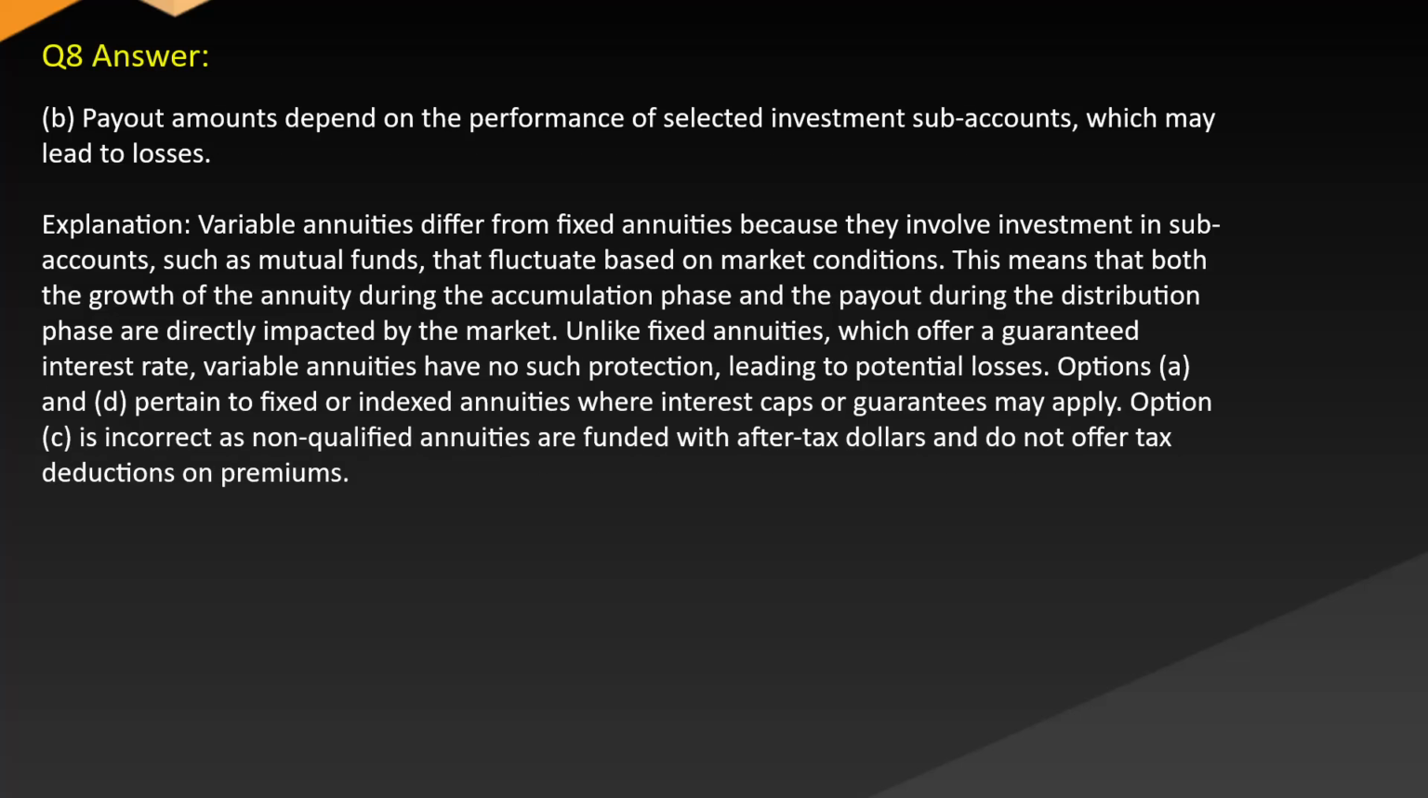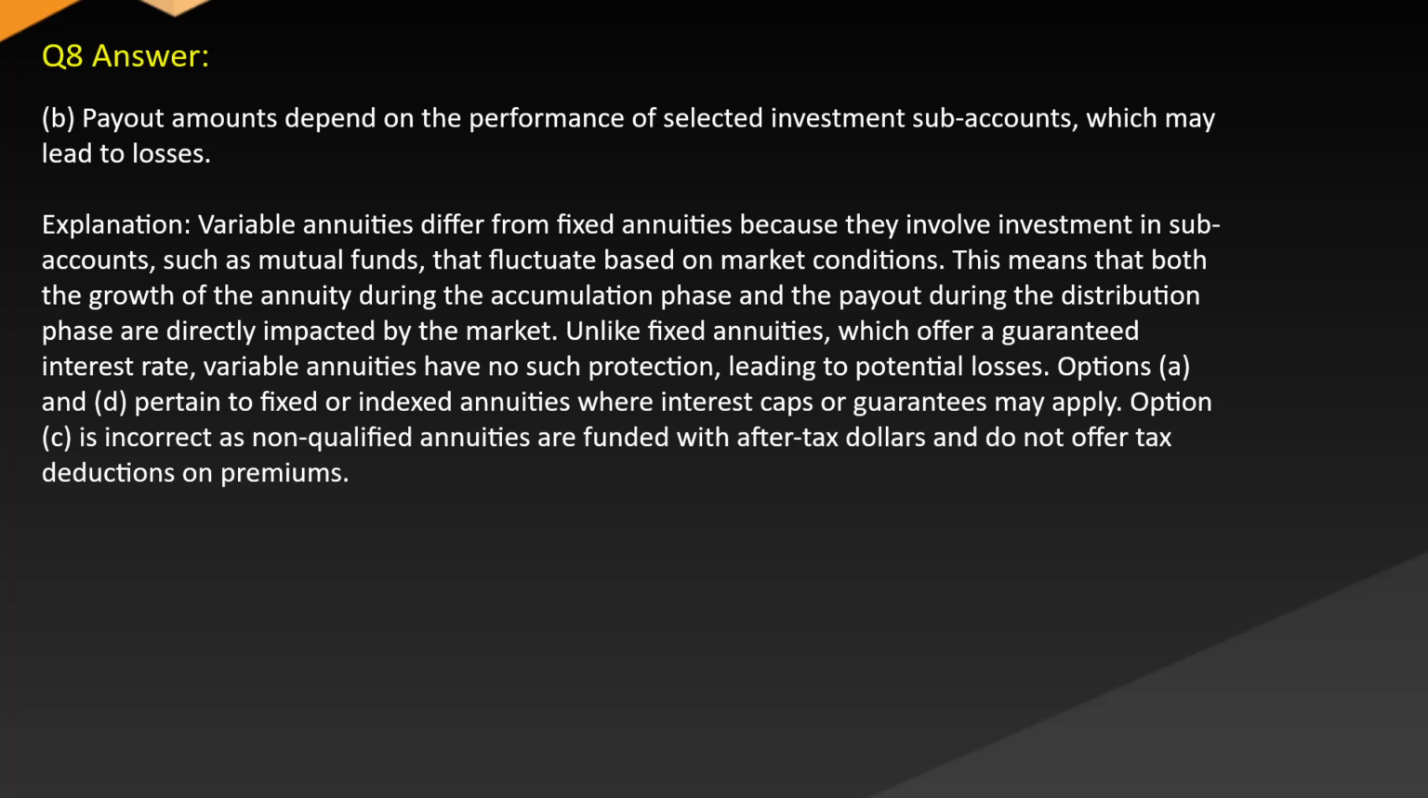Answer: B. Payout amounts depend on the performance of selected investment sub-accounts, which may lead to losses. Explanation: variable annuities differ from fixed annuities because they involve investment in sub-accounts such as mutual funds that fluctuate based on market conditions. This means that both the growth of the annuity during the accumulation phase and the payout during the distribution phase are directly impacted by the market, unlike fixed annuities, which offer a guaranteed interest rate. Variable annuities have no such protection, leading to potential losses.